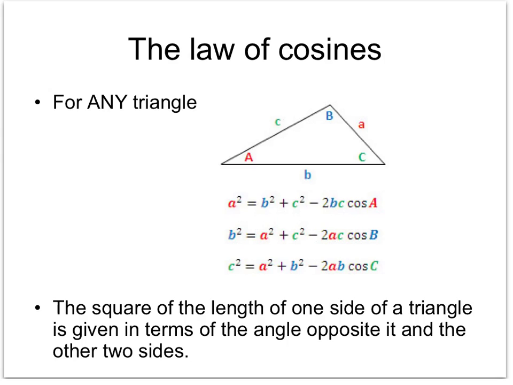On a test or a quiz, I'll give you one of these formulas and expect that you should be able to adapt it to whatever you need based on whatever side you're looking for. Basically, if you're looking for side A, use the formula with A all by itself. If you're looking for side B, use the formula with B all by itself, etc.